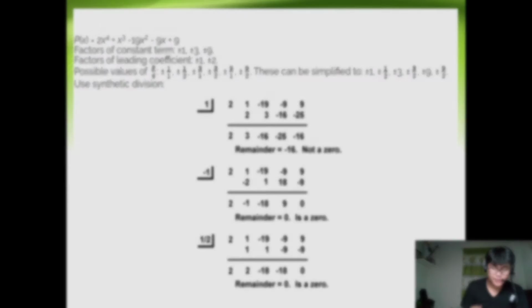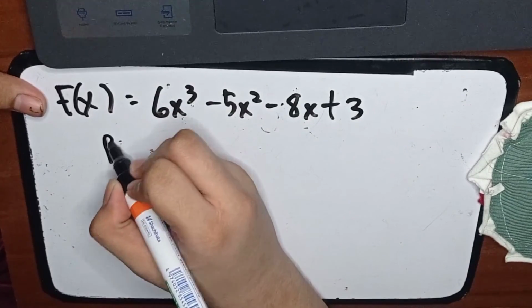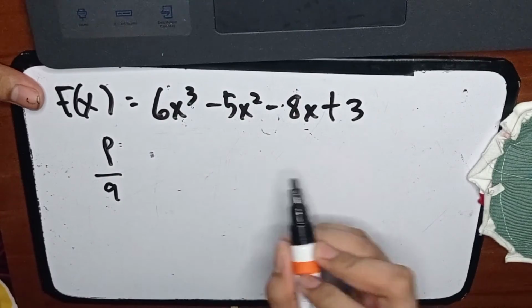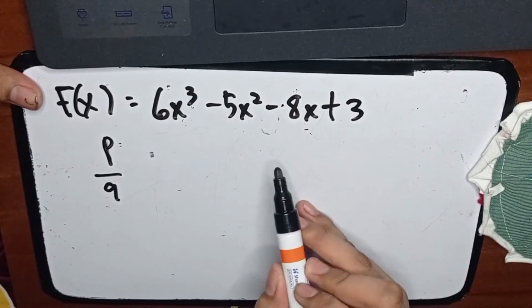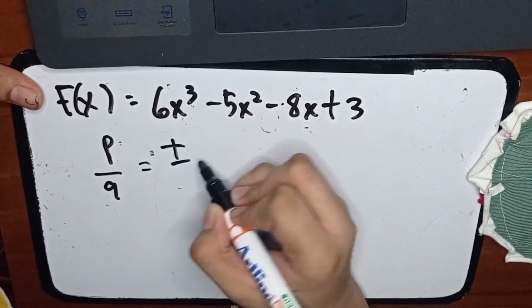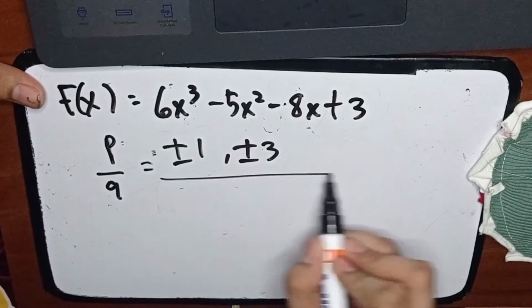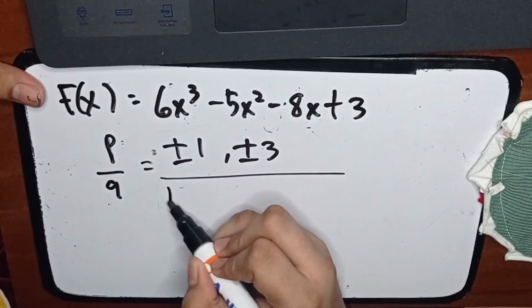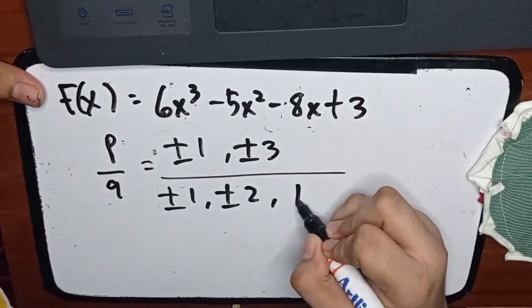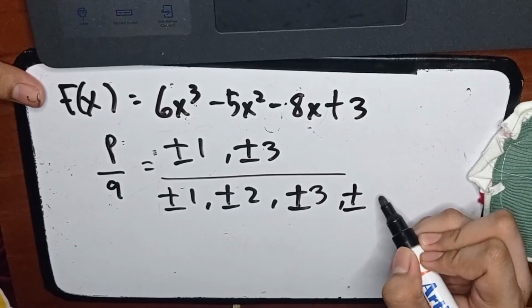6x cubed minus 5x squared minus 8x plus 3. So first, let's set this as p over q. Okay, so let's find the factors of this. For 3, we have positive, negative 1, and positive, negative 3, all over the factors of 6: positive, negative 1, positive, negative 2, positive, negative 3, and of course, positive, negative 6.